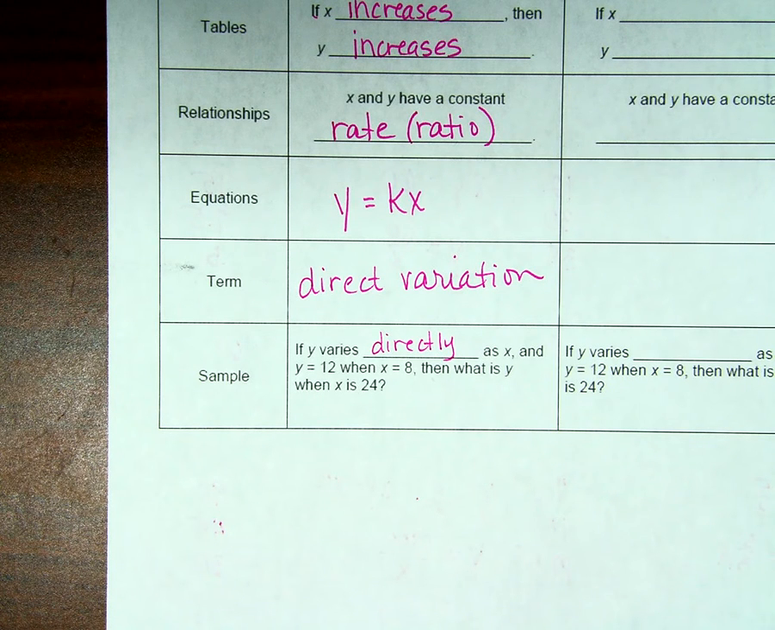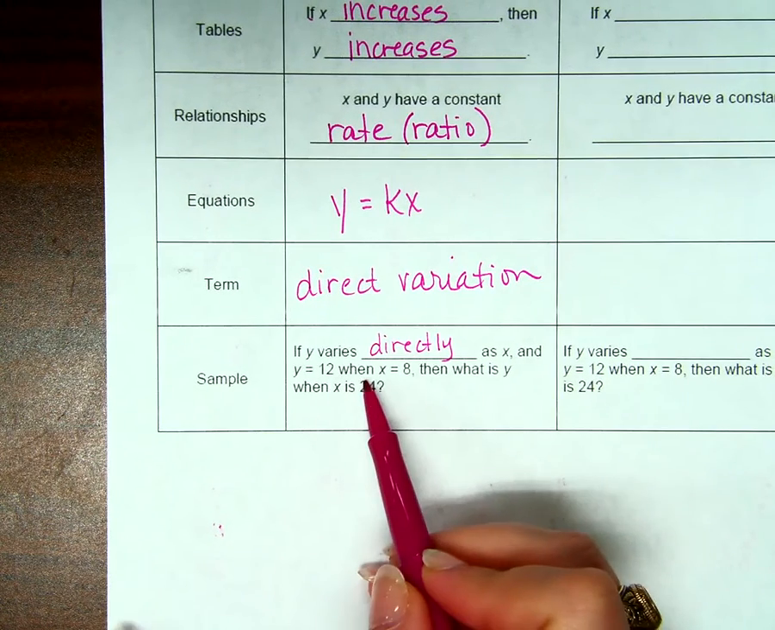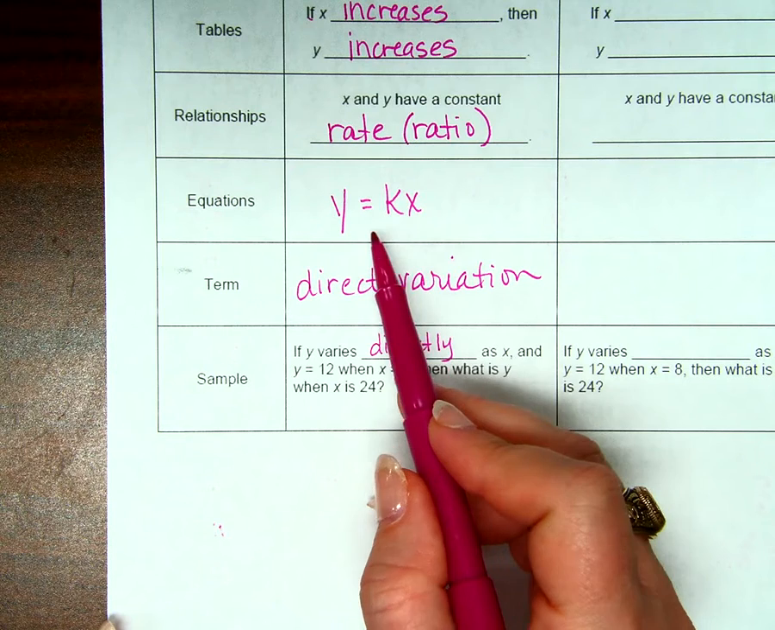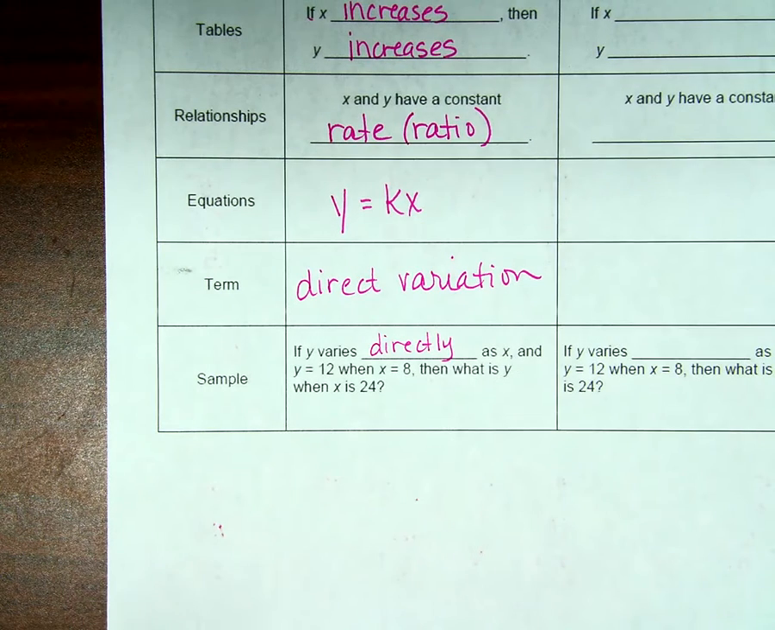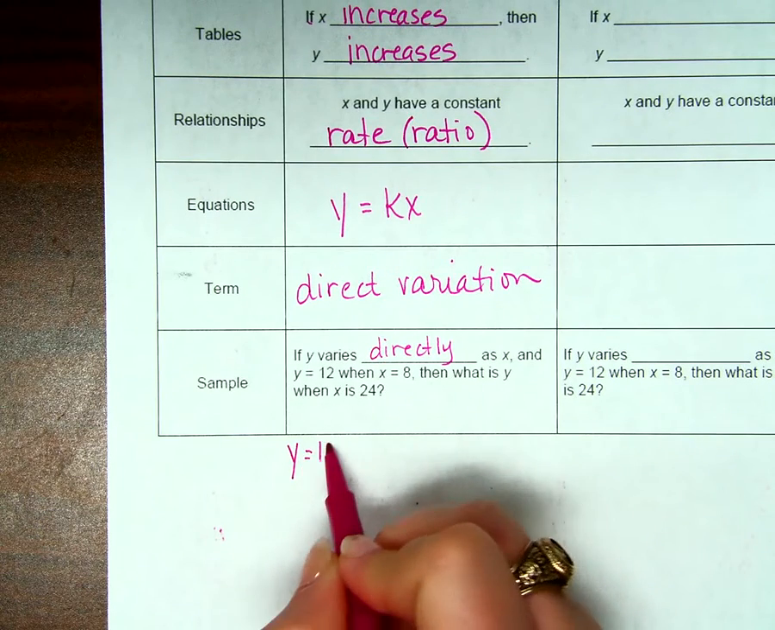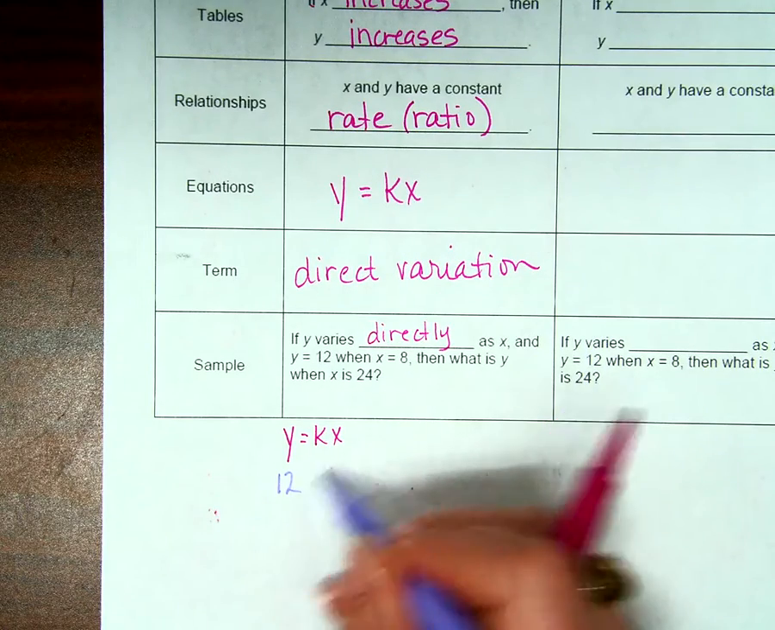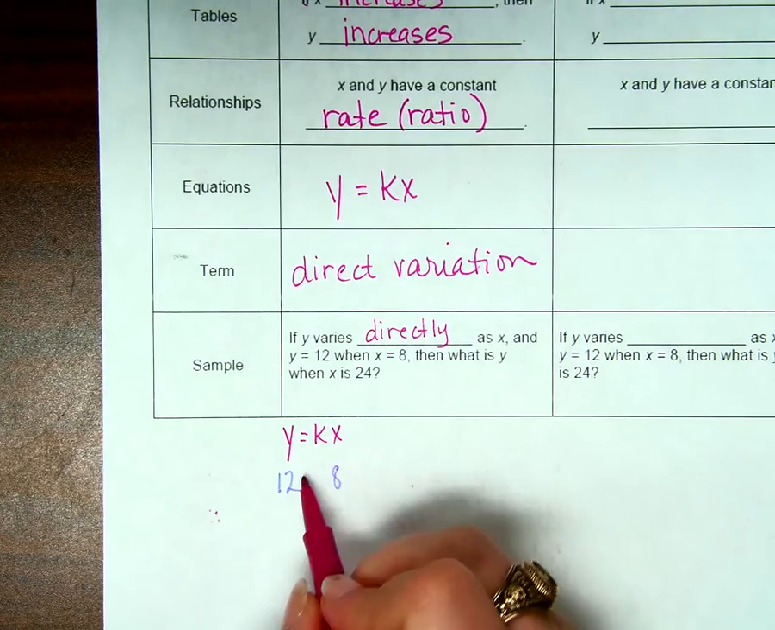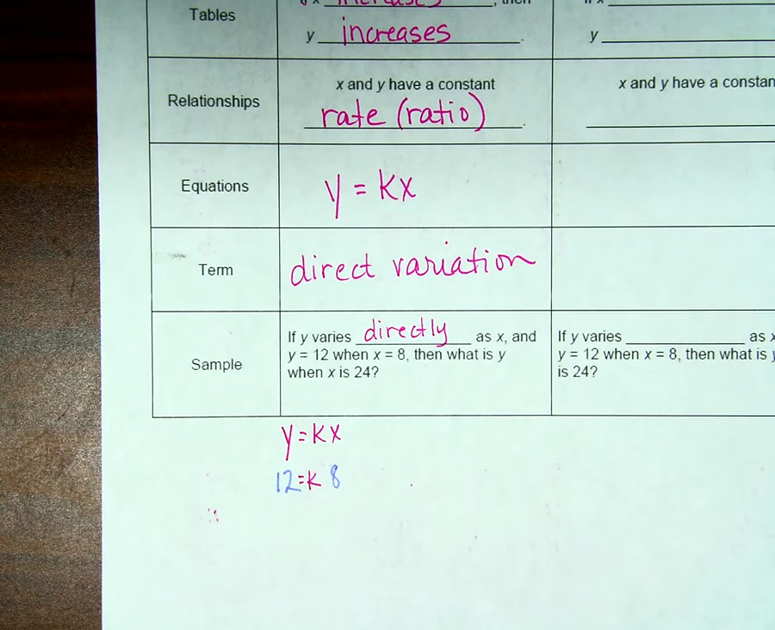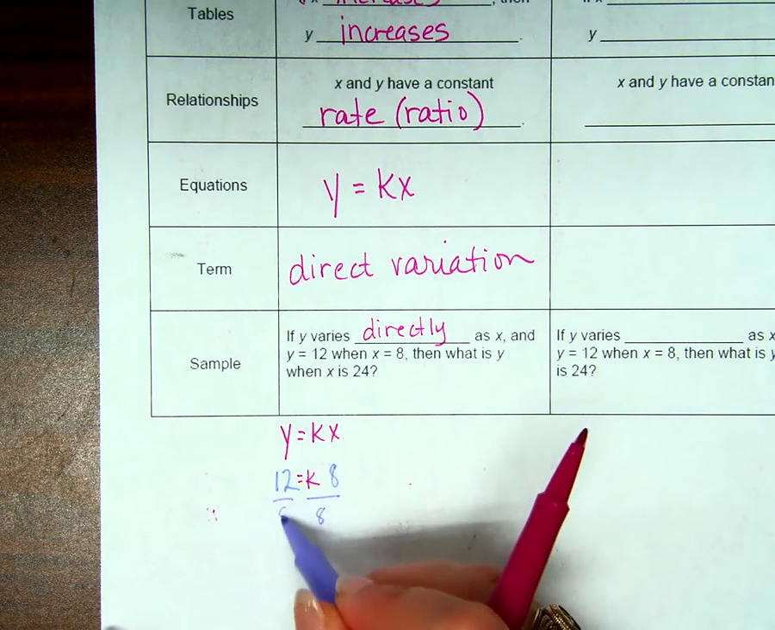If y varies directly as x, and y equals 12 and x equals 8, then what is y when x equals 24? So if it tells you an x and a y, what don't you know? K. So the first thing you have to do is find k. You're going to use this equation, y equals kx, and it says y equals 12 and x equals 8. Do you see that k is the only thing you don't know? How do I solve for k? Divide both sides by 8.